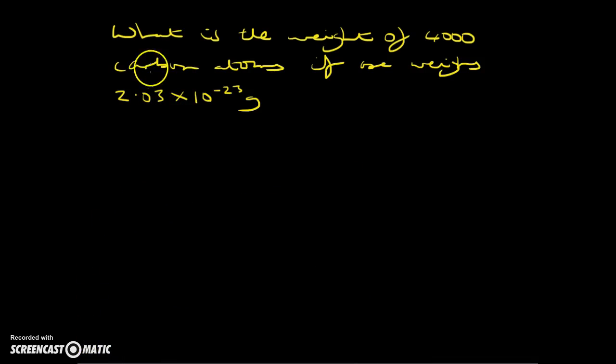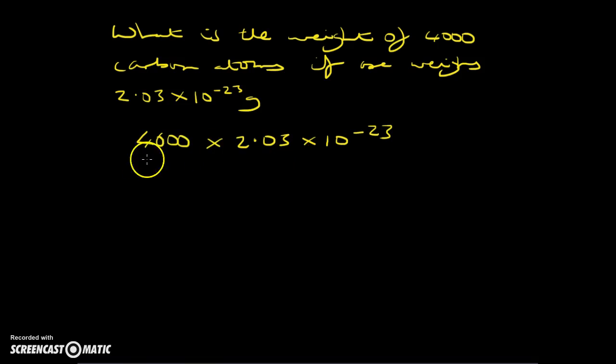Now for a calculation. Excuse my writing here, but it's what is the weight of 4,000 carbon atoms if one weighs 2.03 multiplied by 10 to the power of negative 23. So we want 4,000 lots of that carbon atom. So 4,000 times 2.03 multiplied by 10 to the power of negative 23.